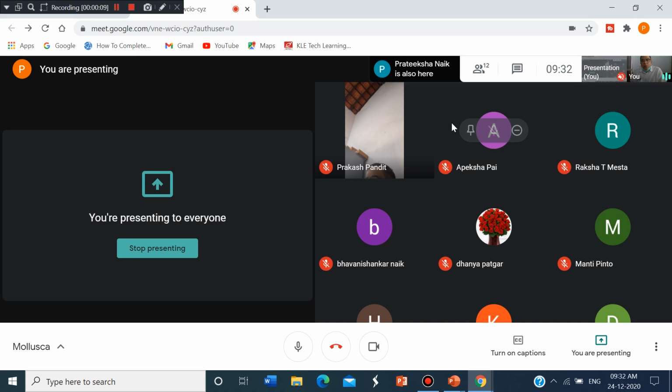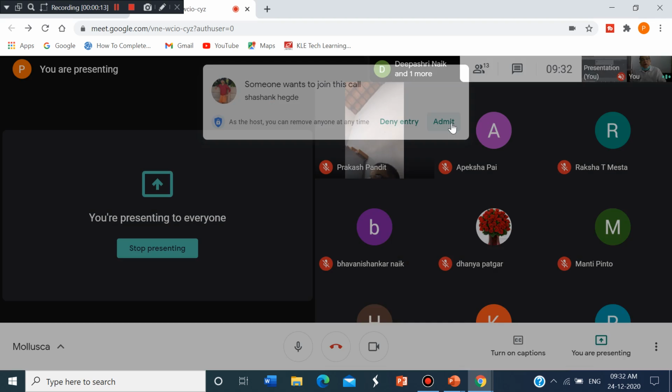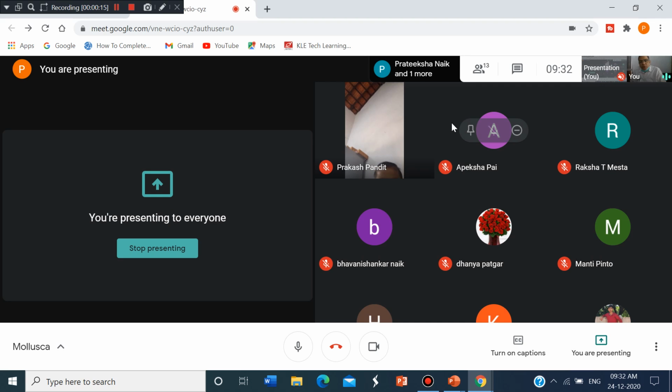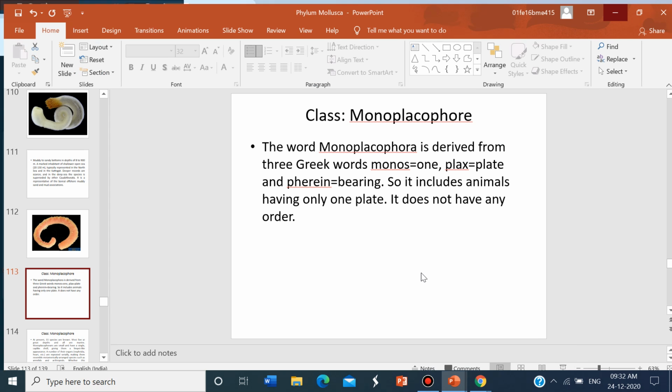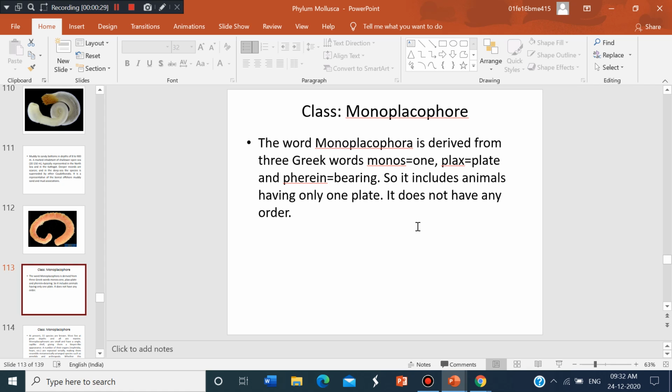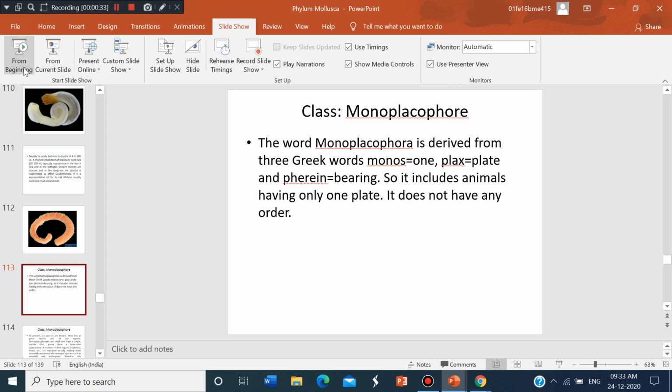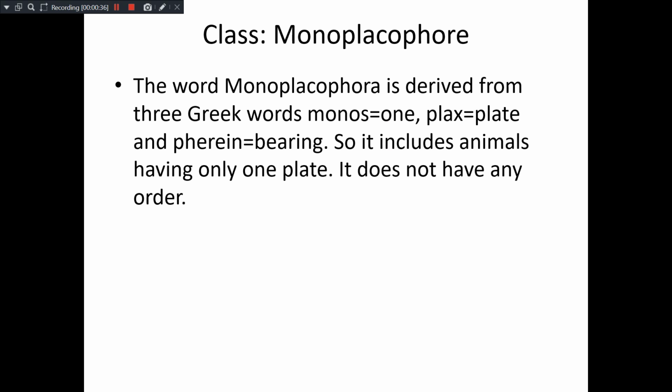It has been quite a long while since we met because last week I was on election training, so I couldn't engage. But today I thought of completing this Mollusca if possible. Without wasting time, let me directly move on to the study of molluscans, where we will be discussing two more classes. One is the class Monoplacophora and then Scaphopoda.